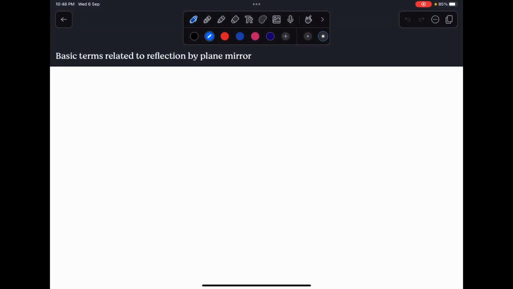Hello children. Today we will learn some basic terms related to reflection by a plane mirror. Not only a plane mirror, for every kind of mirror you can correlate this, but some terms will change along with their definitions. So let us see in today's topic the plane mirror, and a few terms related to reflection by a plane mirror.